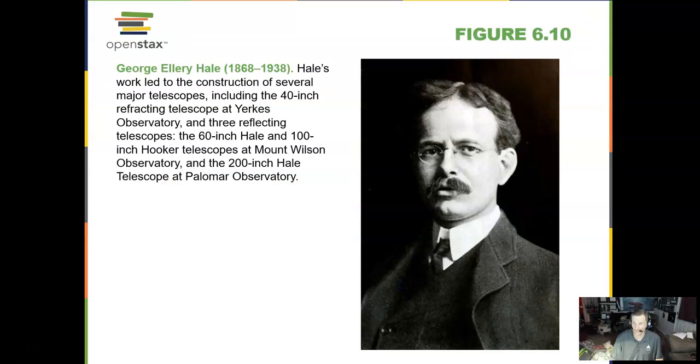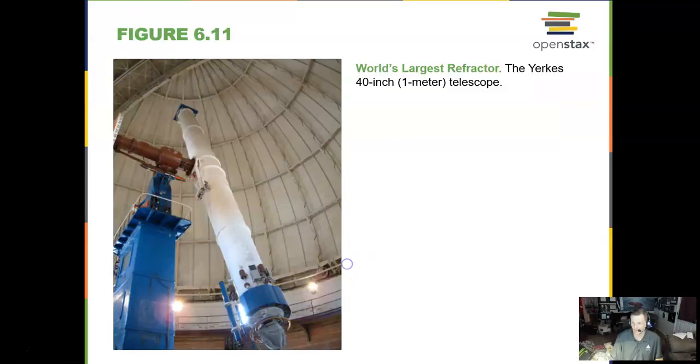George Hale led the work of the construction of several major telescopes. The largest refractor, or bending telescope, in the world is a 40-inch. This is in Chicago.